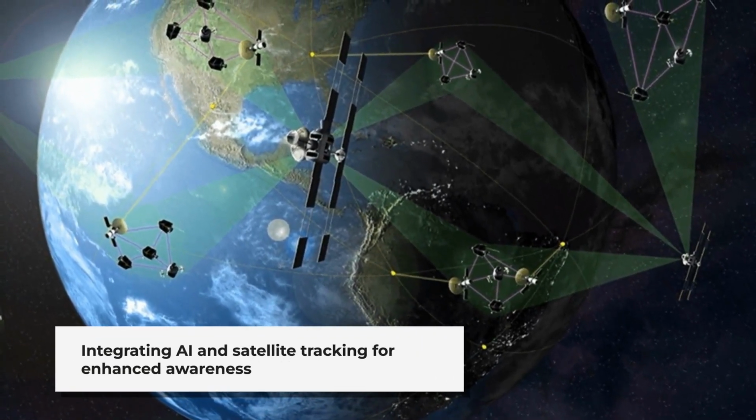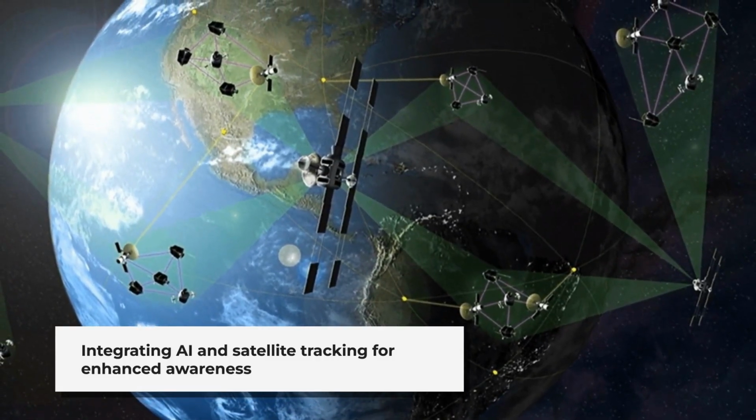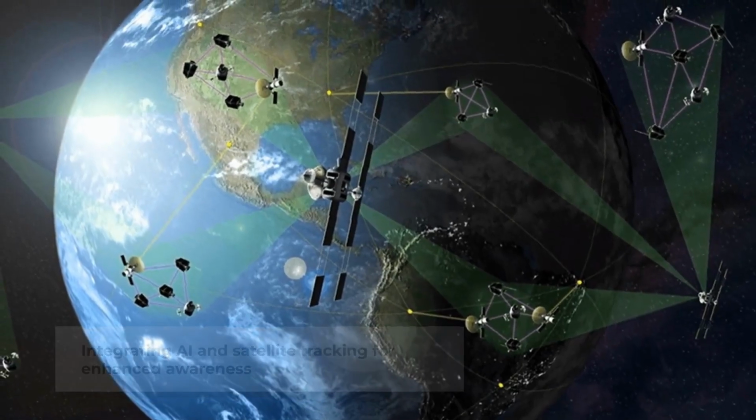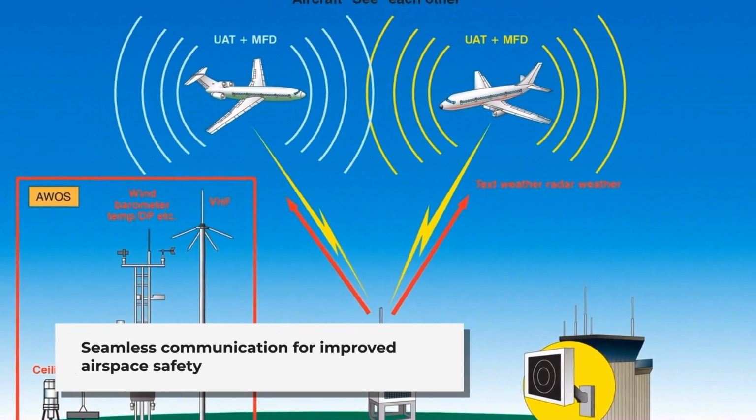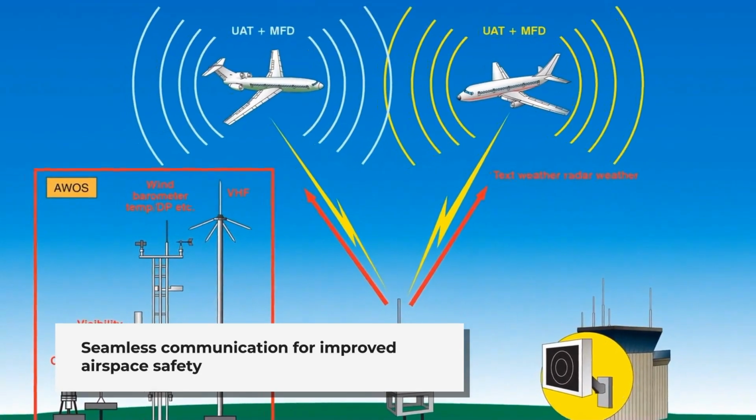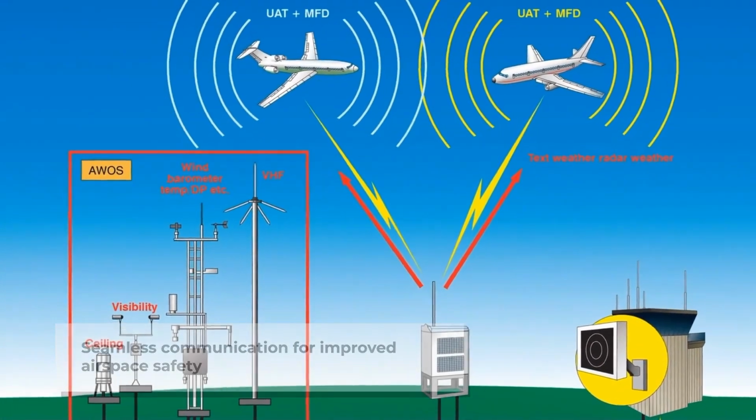Future systems are expected to integrate artificial intelligence and satellite-based tracking, which will enhance situational awareness even further. Imagine a future where aircraft can communicate seamlessly with one another and with air traffic control, providing real-time updates on flight paths and significantly improving overall airspace safety.